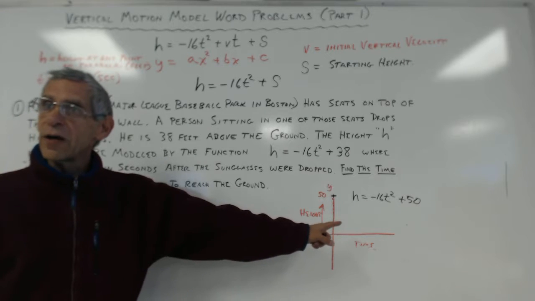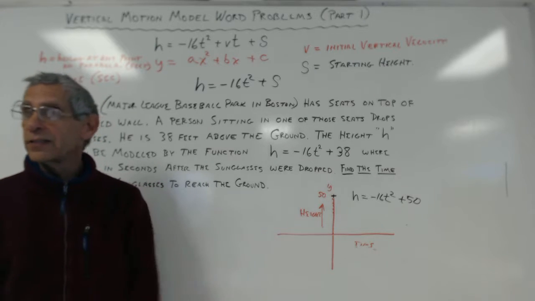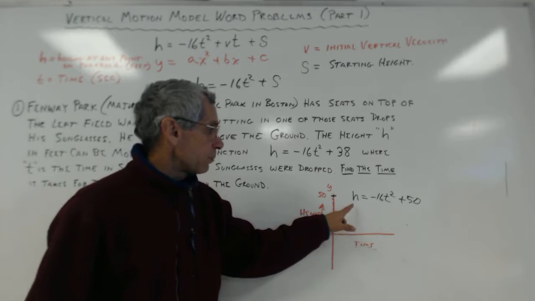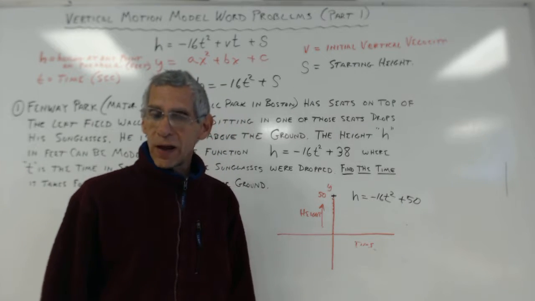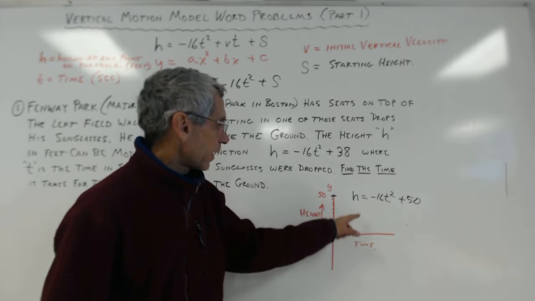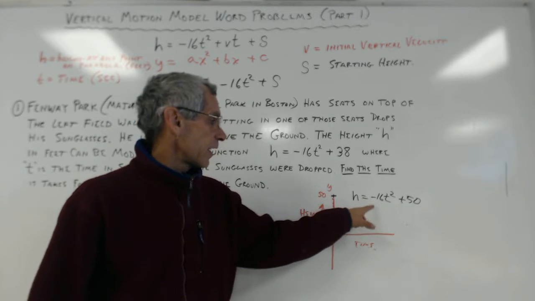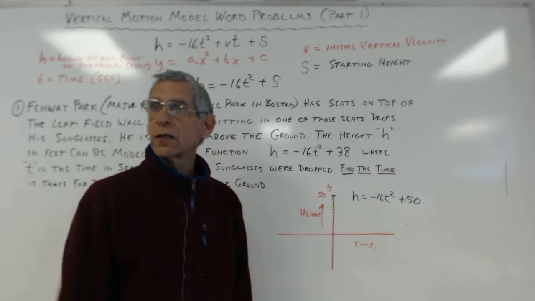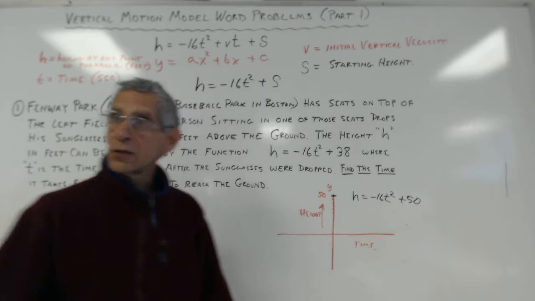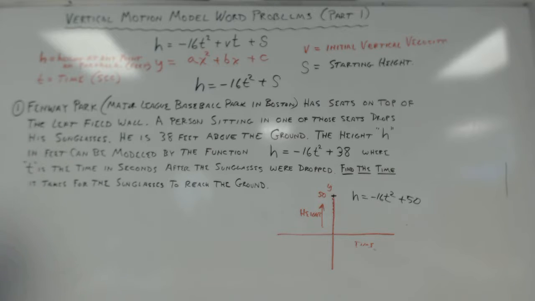If I'm on top of the Empire State Building and say it's 2,000 feet high, it would be H equals negative 16t squared plus 2,000. If I'm on top of this table and I drop something, H is negative 16t squared plus 3. So, 3 feet, say, or something. Okay, so now let's quickly look at this problem. I have another question. Yes, go ahead.